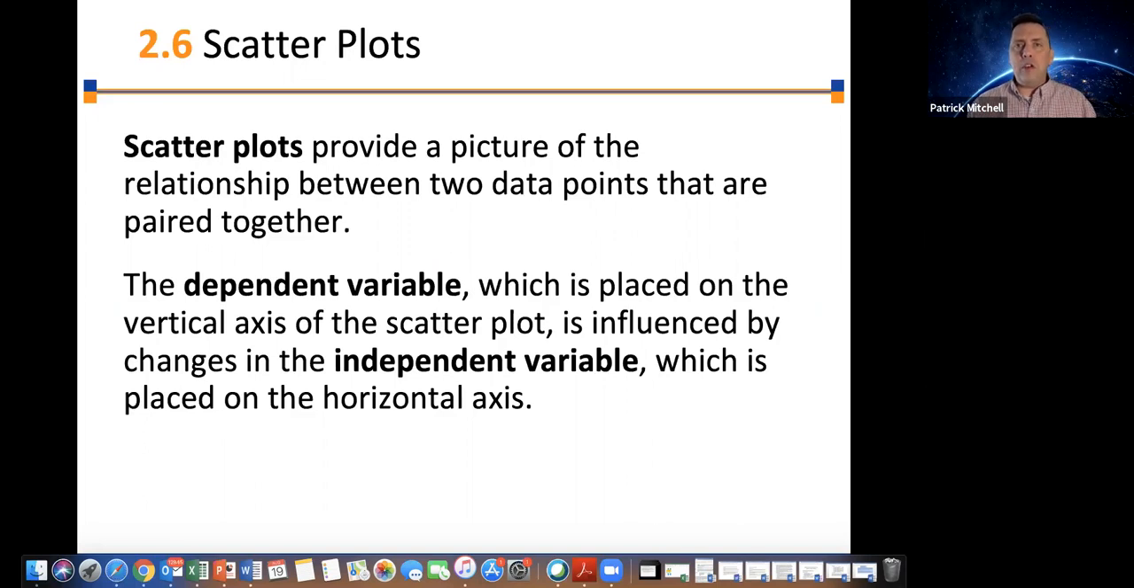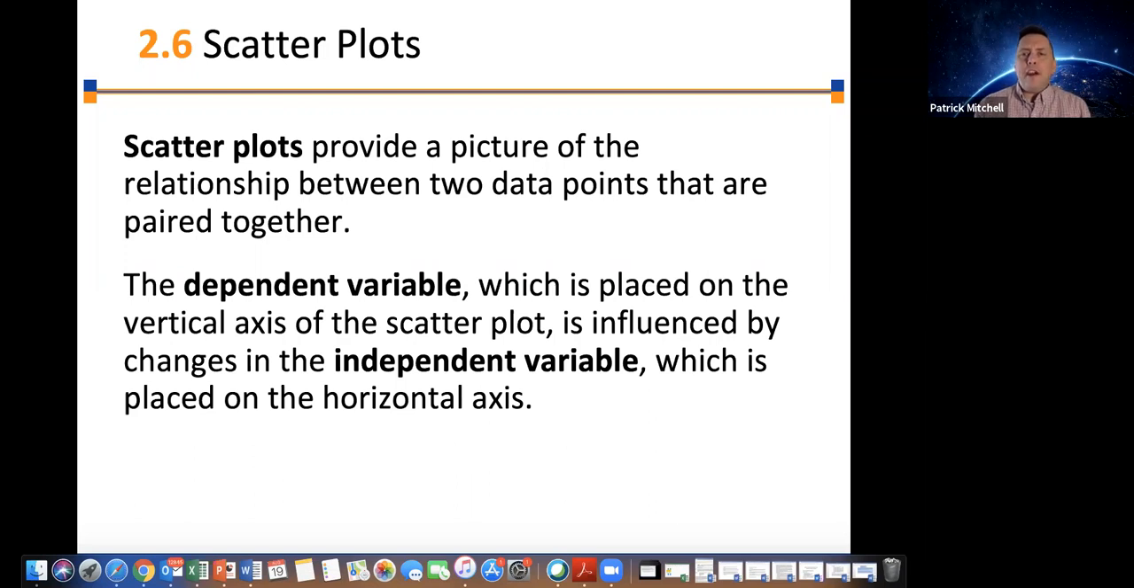So let's say student number 1 studied for 2 hours and got a 70. I would want to keep those numbers together. Student number 2 studied for 4 hours and got a 75. I would want to keep those two numbers together.